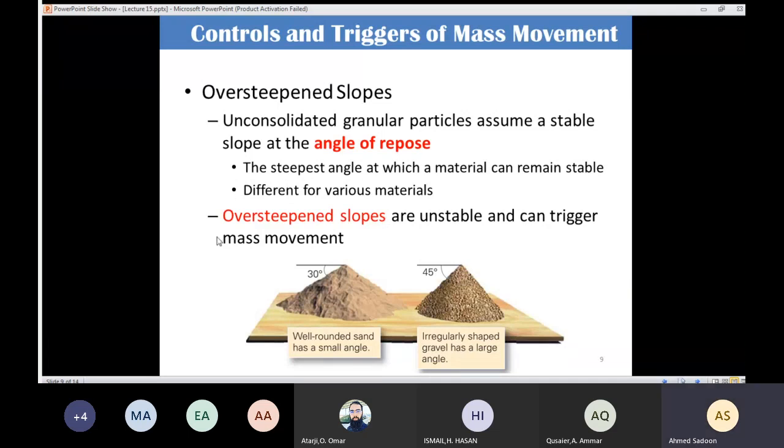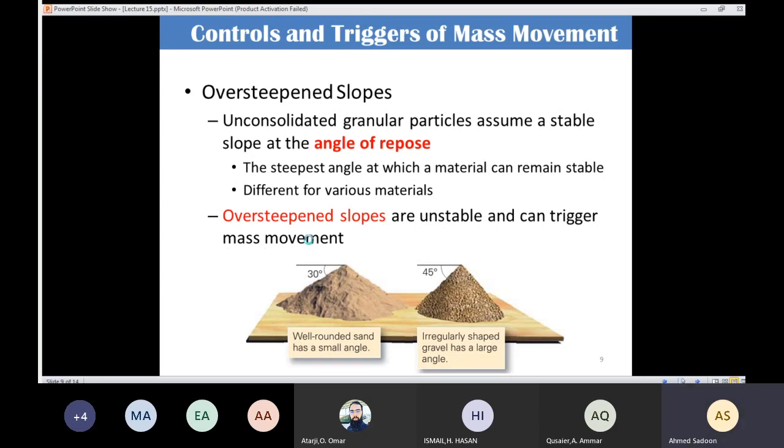So if the material is stable at the angle of repose, why are we afraid of the oversteepened slope? Because this is a critical angle, which means that if anything happens here, it is going to destroy the stability. So oversteepened slopes are unstable and can trigger mass movement.